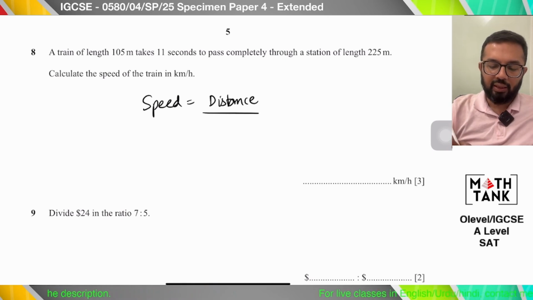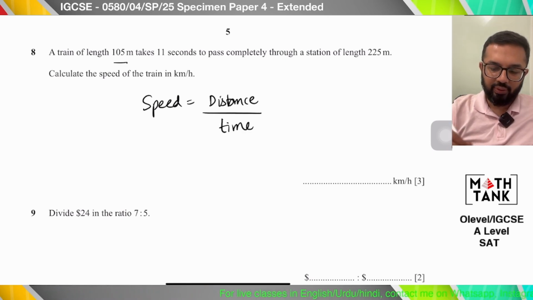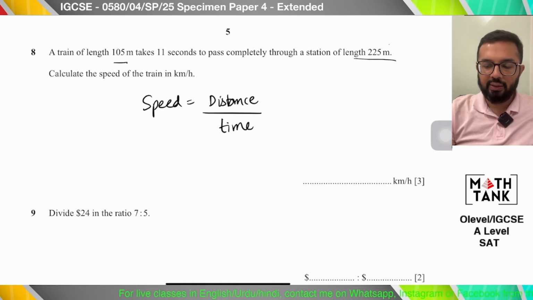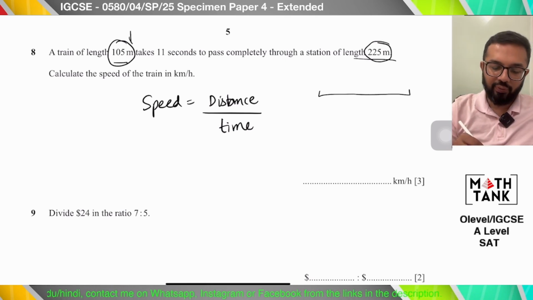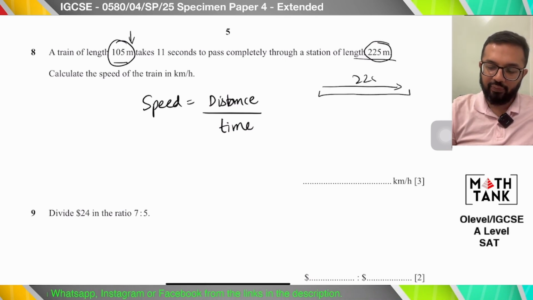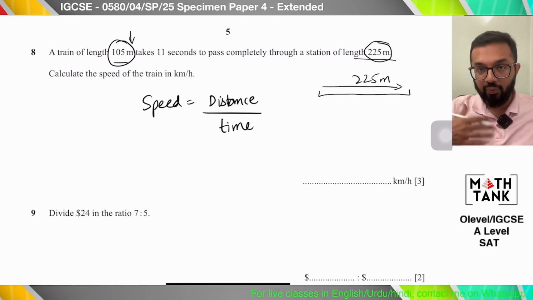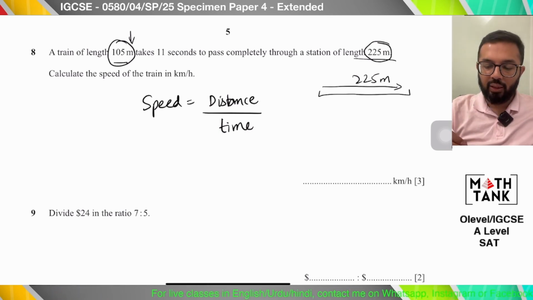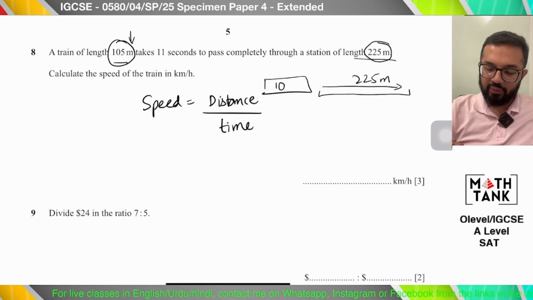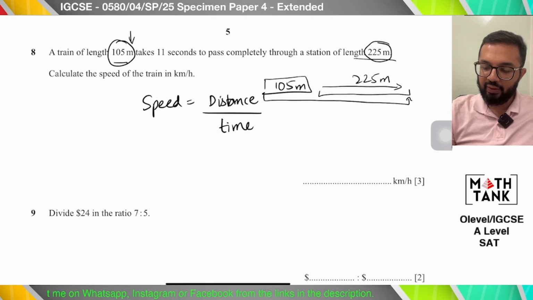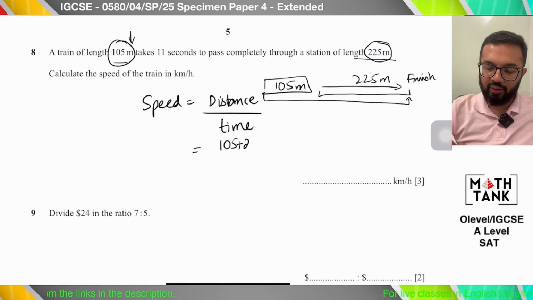Now when the entire train has to pass through the station, these two distances will get added together. Why? Because each point of the train needs to travel a distance of 225 meters. That means the start of the train and the end of the train. So by the time I reach the end of the train, I would have traveled 105 meters on the train as well. The train is coming from here, that's 105 meters, until this last part crosses this finish line. That's the idea. So the distance is 105 plus 225.